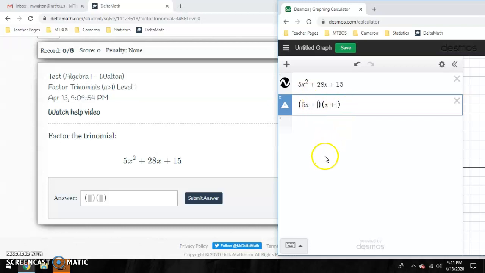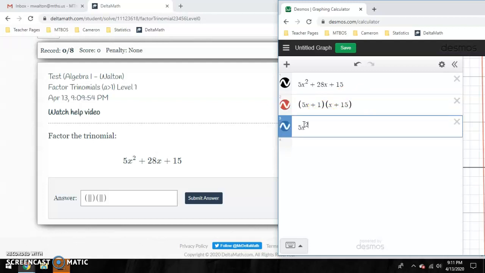I'm going to start with just a guess. Two numbers that multiply to 15, I have 1 and 15. But I see a big issue here. If I do 5 times 15, that is 75. If I multiply this out, I have 5x squared, my 5x and my 15 would be 75x, my 1 times my x is plus 1x, and my 1 times my 15 is 15. So we're good with our first part, 5x and x is 5x squared. But when I combine these two, I want it to be 28x, and that's actually 76x. So that is not going to work out.